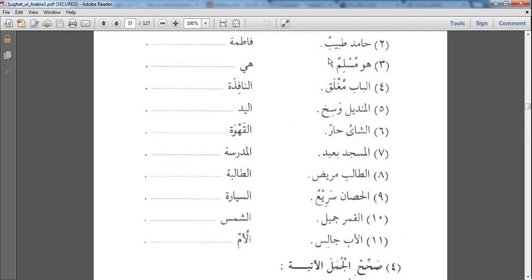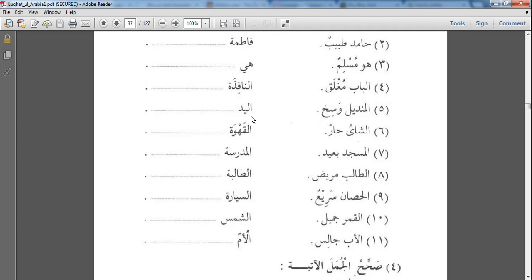Hamidun tabibun. Hamid is a doctor. Fatima is female doctor. Huwa muslimun, hiya muslimatun. That's straightforward. Al-babu mughlaqun. The door is closed or locked. An-nafidhatu mughlaqatun. The window is closed or locked. Al-mindil wasikhun. The handkerchief is dirty. Al-yadu wasikhatun. The hand is dirty.